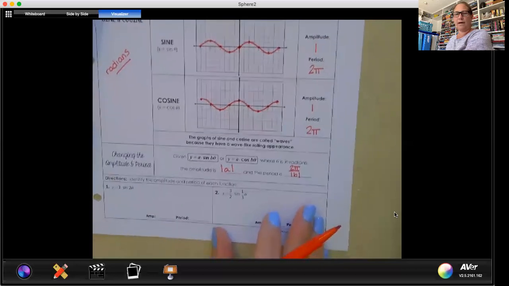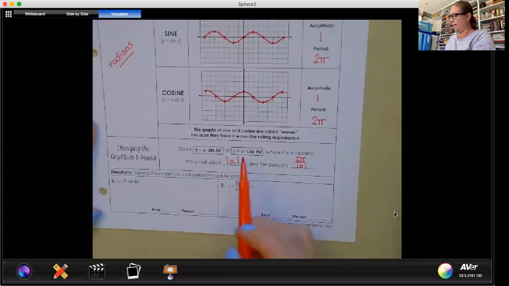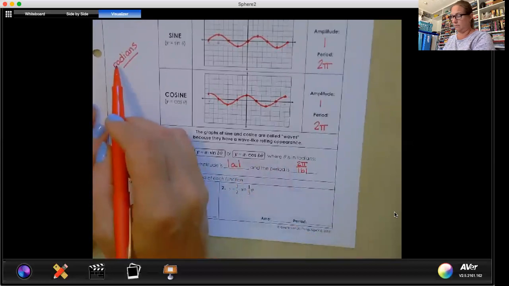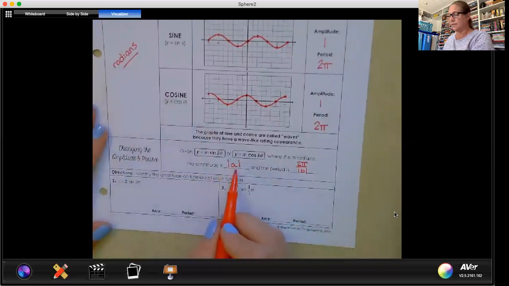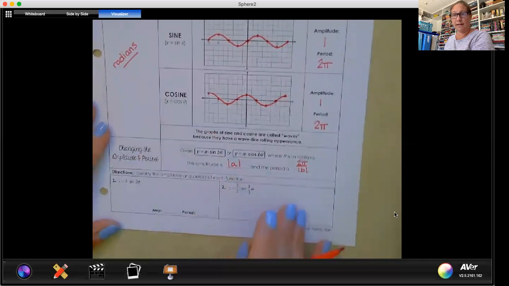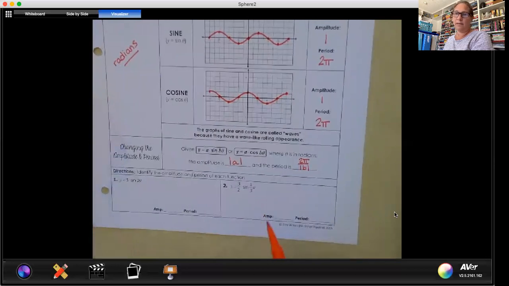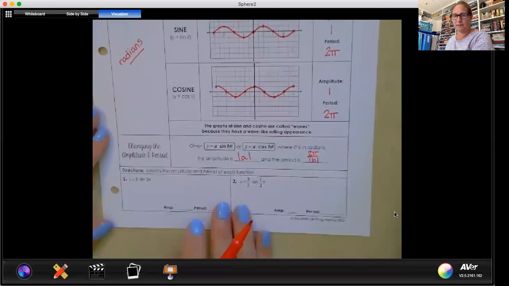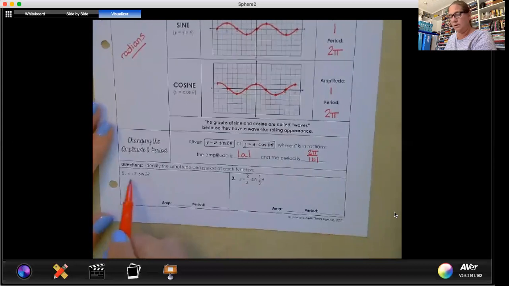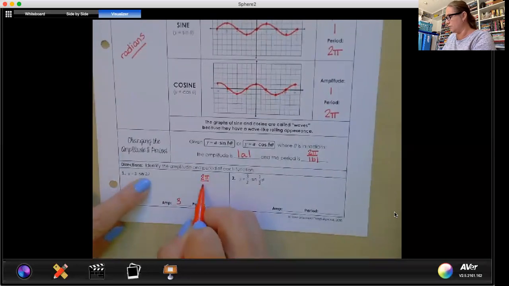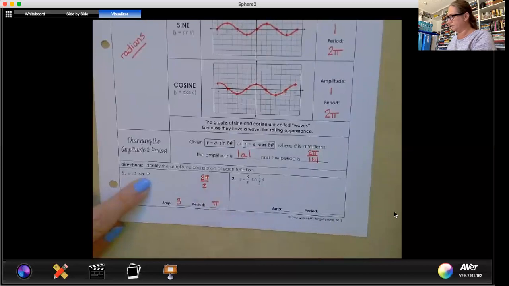If you're given y equals a sine b theta or y equals a cosine b theta, where theta is in radians, make sure your calculator is in radians, then the amplitude is always positive, absolute value of a, because height is positive. And then the period is 2 pi over the absolute value of b. Period will also be positive. So looking at your equation here, your amplitude is going to be the number in front. And then our period is going to be 2 pi over 2, which is just pi.